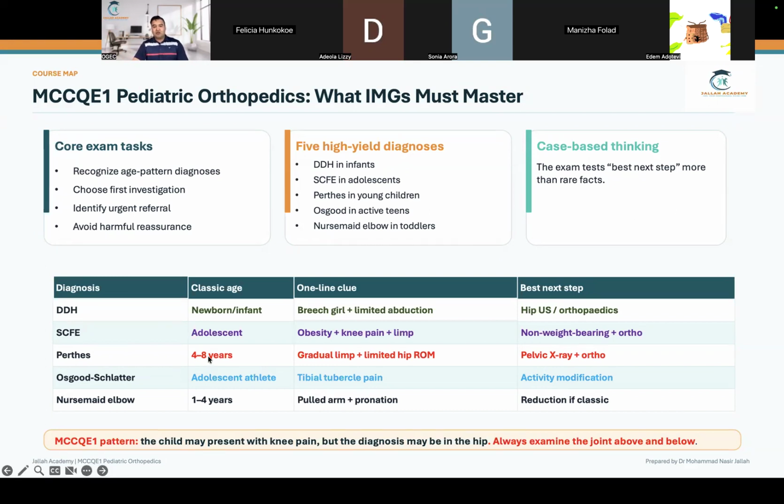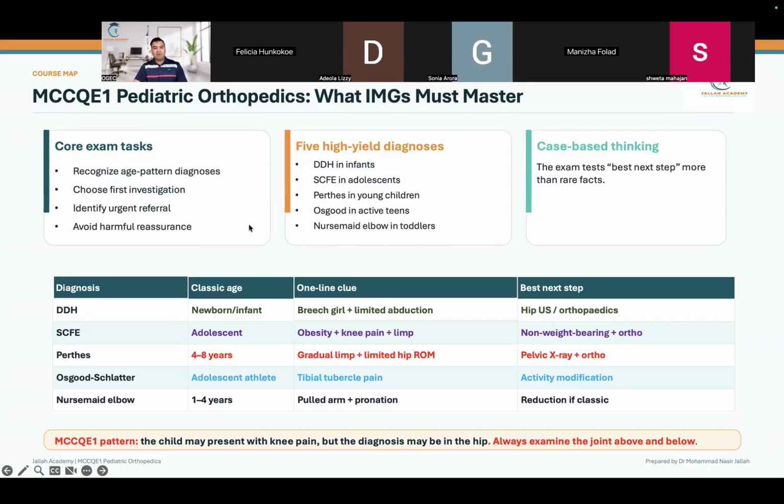Perthes usually has the same picture. But remember, age is different. Maybe the patient who comes to you also has hip pain and knee pain, exactly the same way that SCFE, or slipped capital femoral epiphysis, has it. But the age is different. Remember, in slipped capital it might be 13 years old, but in Perthes it will be less than 8, somewhere between 4 to 8. 6 years old, 5 years old, 7 years old, 8 years old.